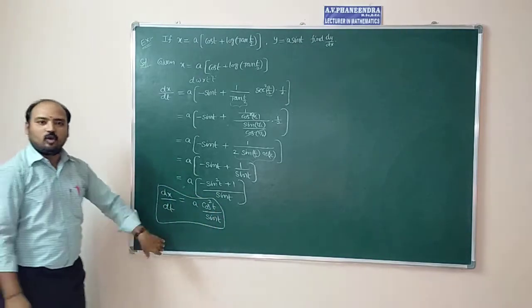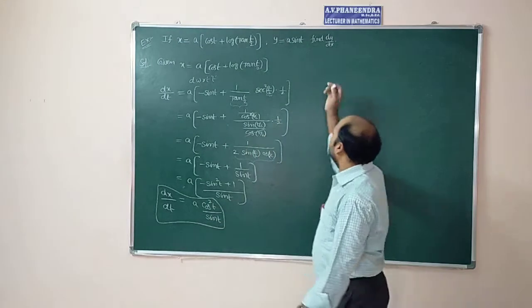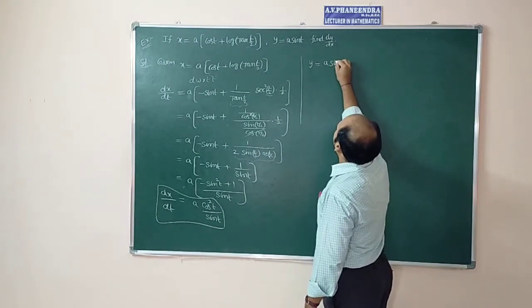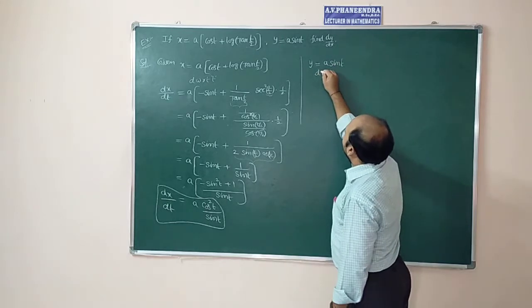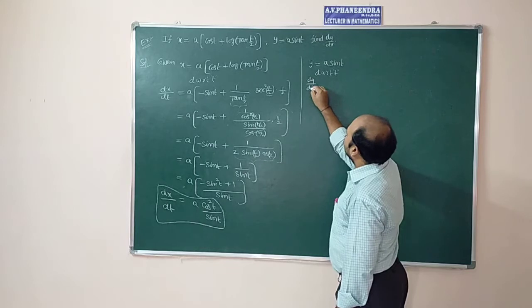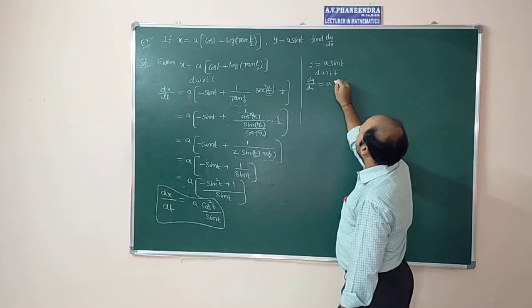Dx by dt value we got it. Next y value. Y value is a simple function. Y is equal to a sin t. Differentiate with respect to t. So dy by dt is equal to a into sin t derivative, which is cos t.